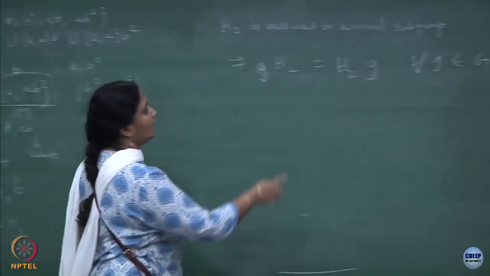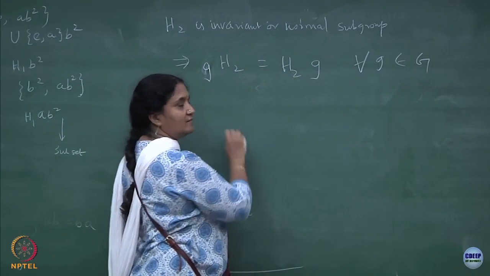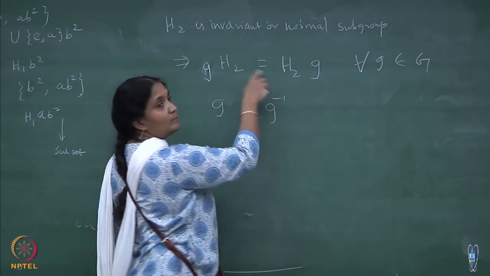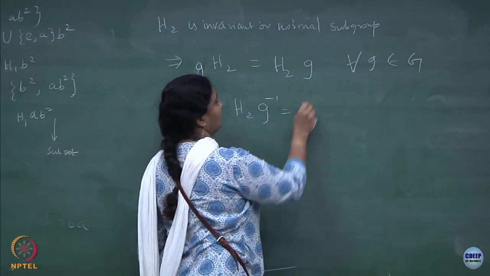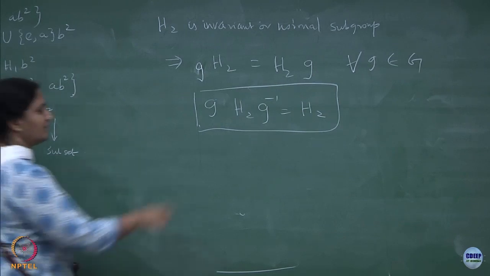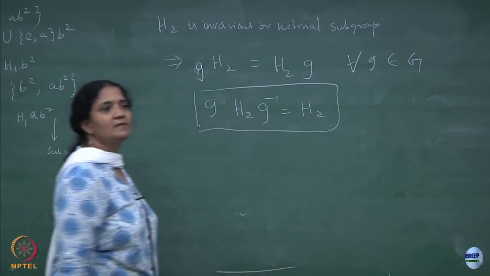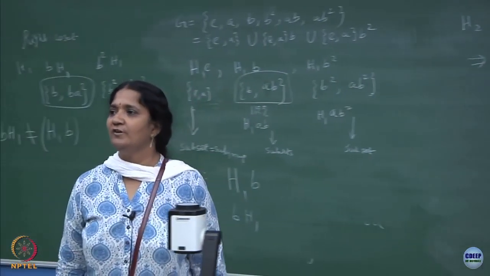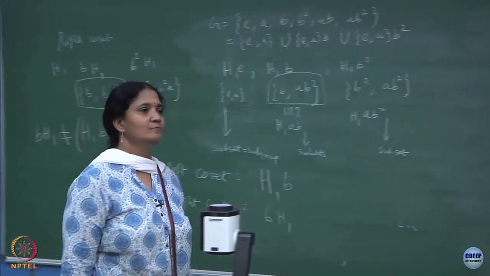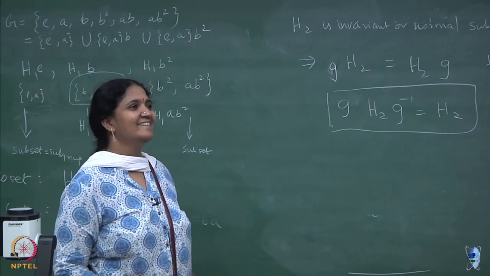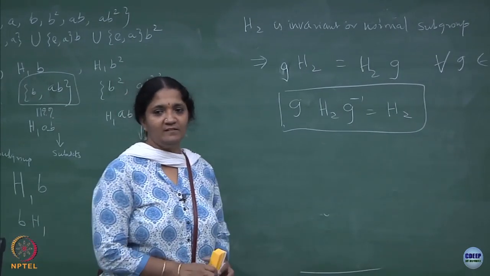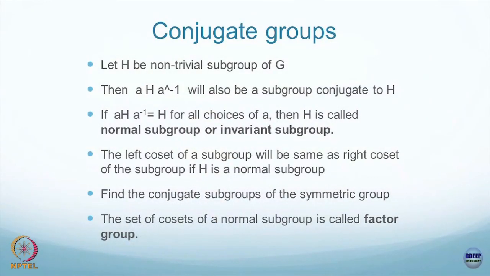Right? And now you can right multiply g inverse on both sides. What will you get? So, this implies H2 is a self conjugate subgroup, which also implies that for self conjugate subgroups, left coset is equal to the right coset. Is that clear? So, they are all intertwined. Whichever property you want to use, you ultimately get that it is a self conjugate subgroup. Okay.